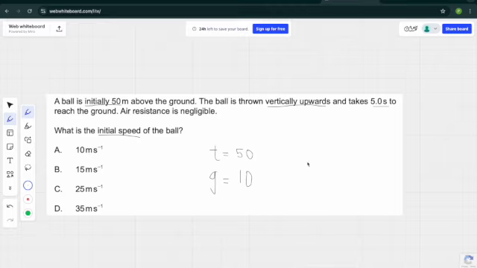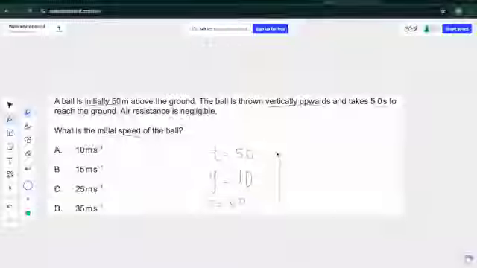Okay, we're also given something to do with distance here, right? So we can't directly substitute s equals 50, but we know that this has something to do with distance. So let's think about it. S is the initial height. That means that what we're looking at is something that starts off at 50 meters. So let me just draw that really quick. So this right here is 50 meters.